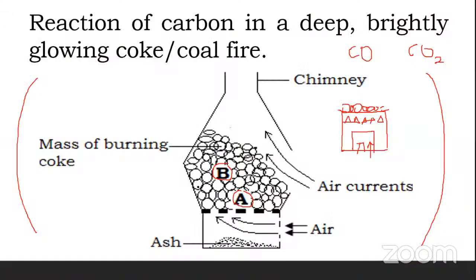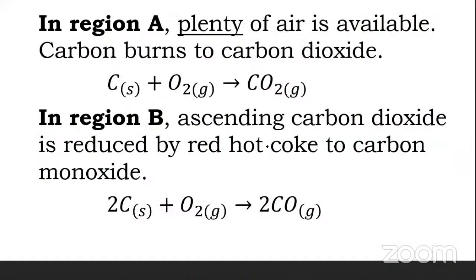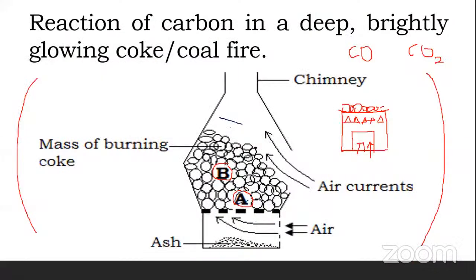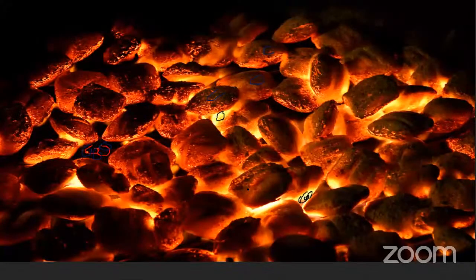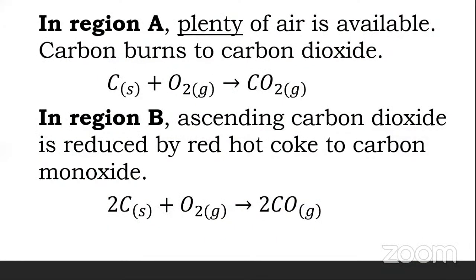So if you go back to this, we have A, that is at the bottom where we have complete burning. Then we have B where we have incomplete burning, and we also have on top where we have complete burning as well, because of having that oxygen. So in region A, we have plenty of air available, and carbon burns to form carbon dioxide. So this is what we call complete burning.